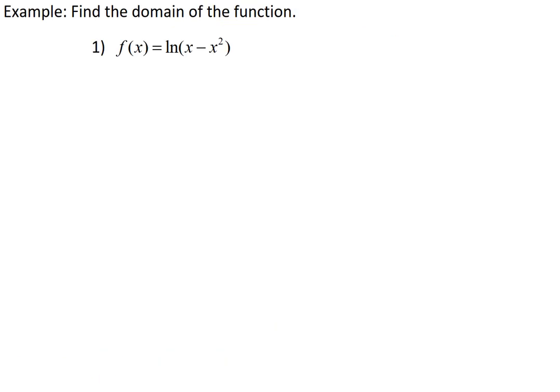Let's look at an example where we want to find the domain of the function. This time our function is given as f of x equals natural log. Notice it's just written as ln, but we know now that means log base e. So natural log of x minus x squared, all as the input in parentheses. Now we have to go way back to our definitions of logs. Remember, this actually means log base e of x minus x squared.